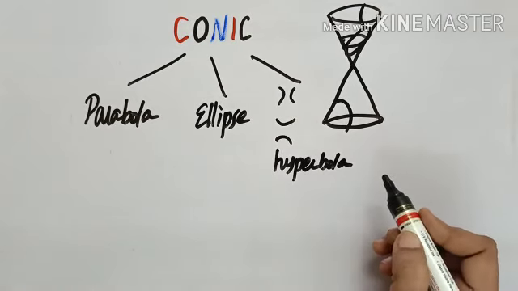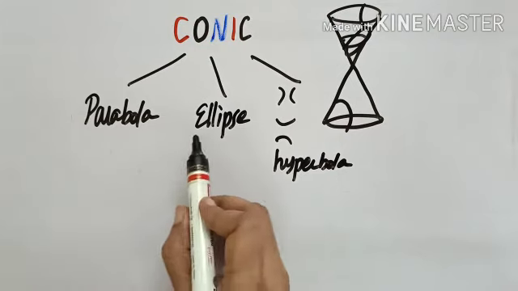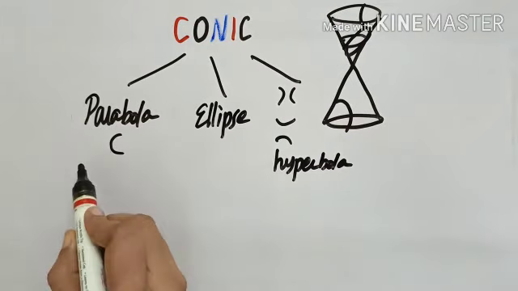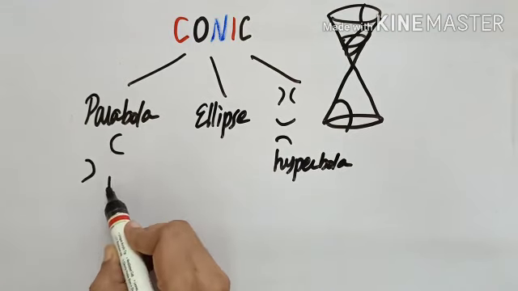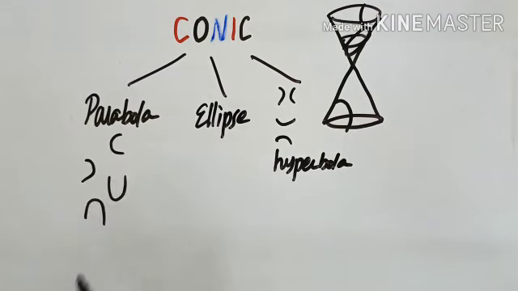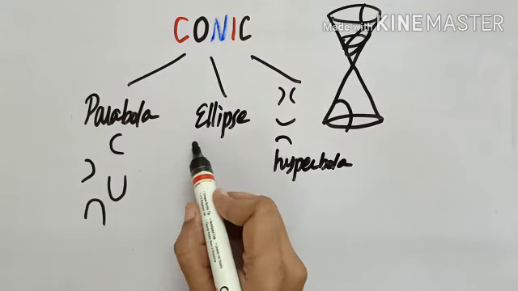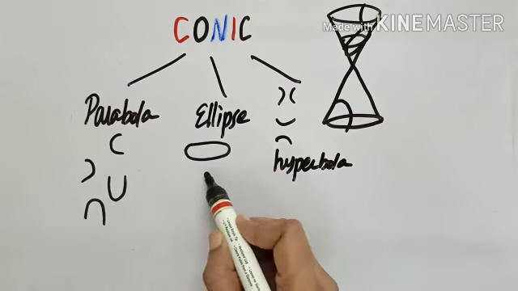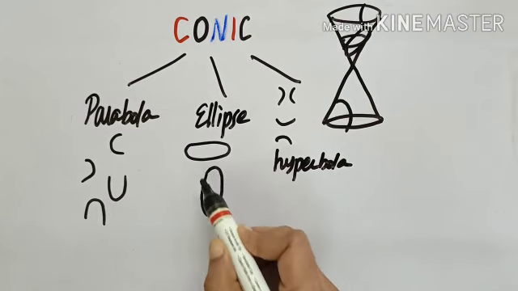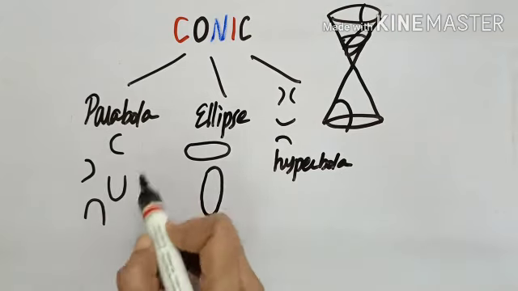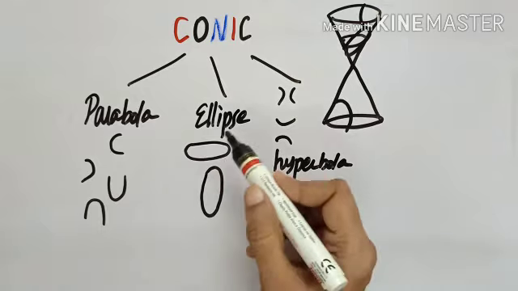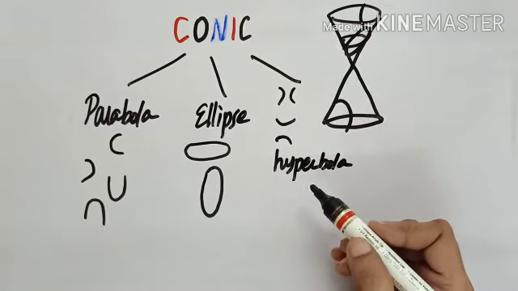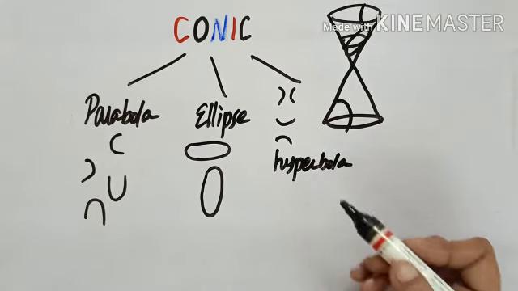In this section, we are going to learn the three different shapes. A parabola may be like this or like this or like this and like this. An ellipse may be like this way, flattened like this, or it may be like this also. So there are four types of parabola, two types of ellipse, and two types of hyperbola, which will be dealt with in detail in this section.